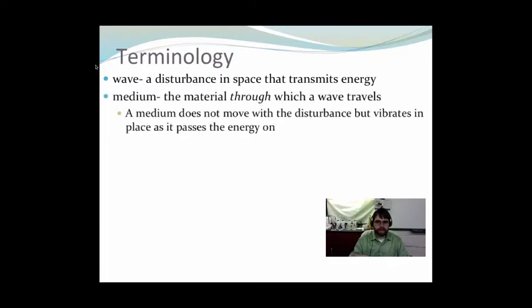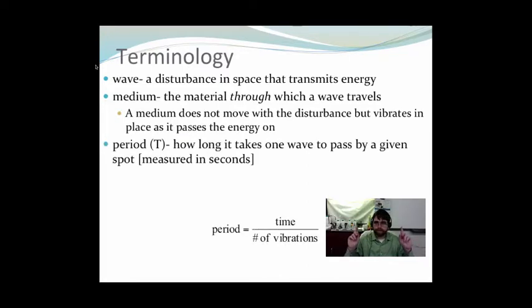The medium, as I've already mentioned, is the material through which the wave travels. And as I said, the medium doesn't travel with the disturbance, but instead vibrates in place. For ocean waves, the medium is water. For sound waves, the medium is air. For light waves, there actually is no medium, which is one of the interesting things about light waves, in addition to the fact that light can be both a wave and a particle. More on that another time.